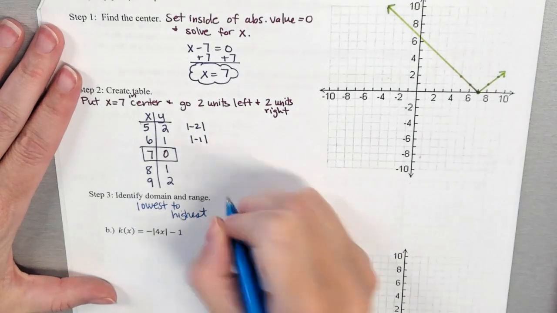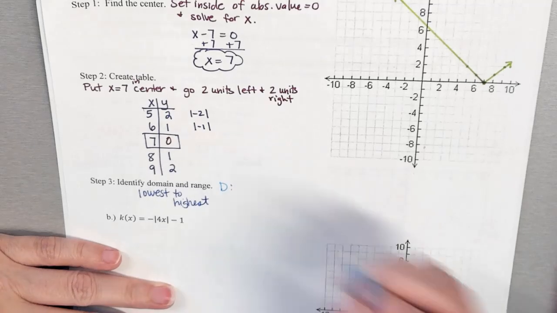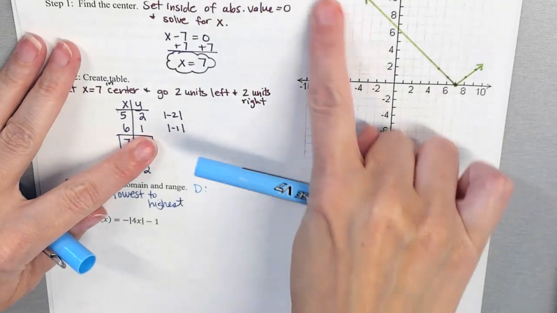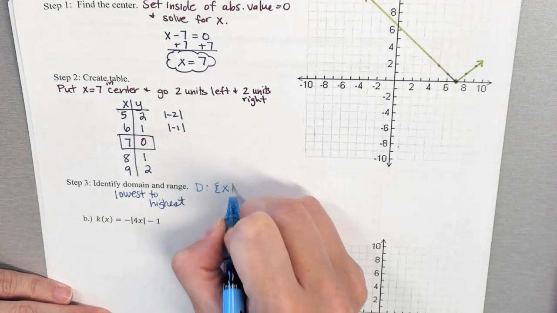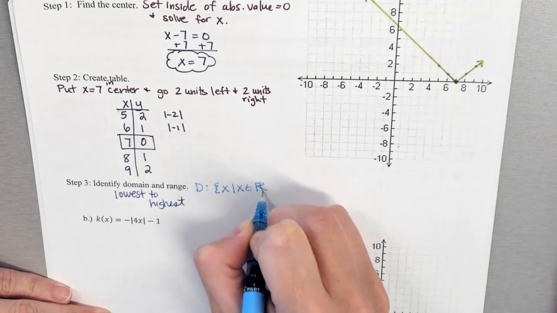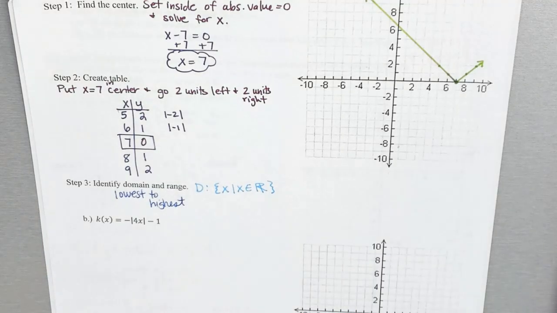Remember that we just talked about the domain is all real numbers. Our graph verifies that. This is going to go to -infinity. This side is going to go to +infinity. So it's x such that x is an element in the real number set.